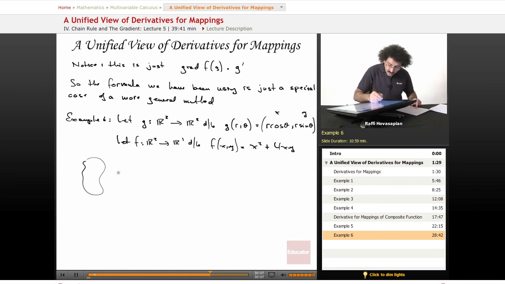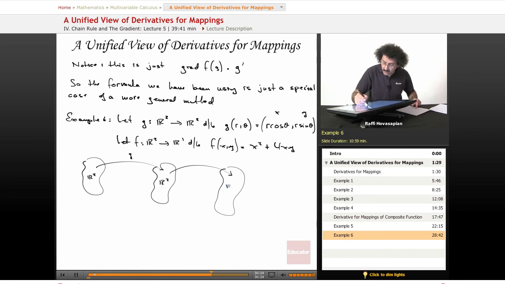Let's draw a little picture. That's R2, that's R2, and this is R1. So G maps from R2 to points in R2. That's G. F takes these points in R2 and it actually maps them to R1. Therefore, we can form the composite, which is f of G, which takes points in R2 and maps them to R1. That's all that's happening here.